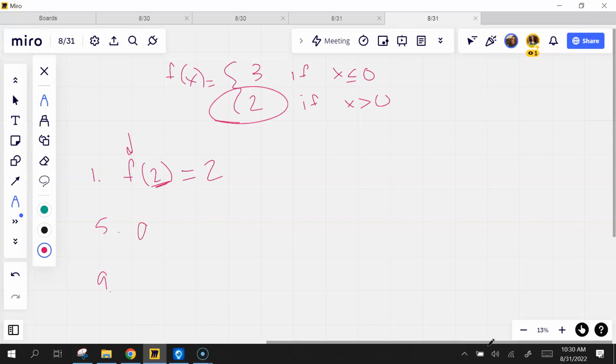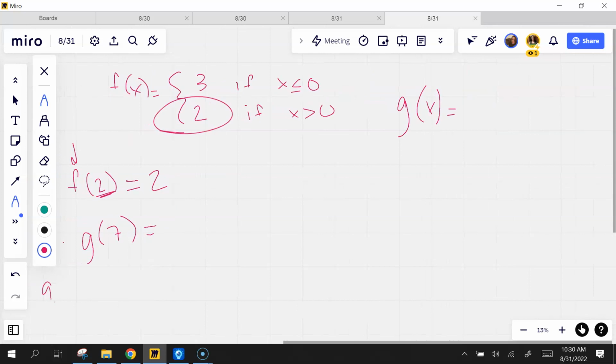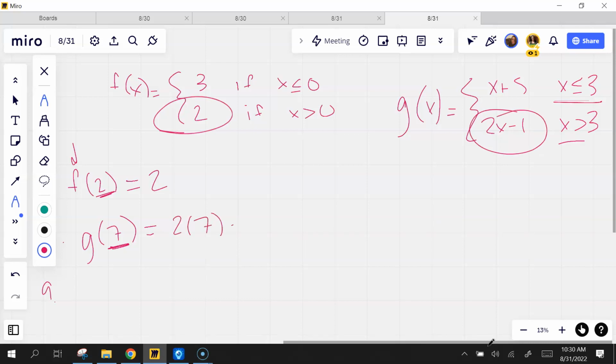The second one says g of 7. So I'm referencing the g equation, and the fifth, yeah, sorry, number 5, which has two equations: x plus 5 if x is less than or equal to 3, and 2x minus 1 if x is greater than 3. So my question is, is 7 smaller than 3 or bigger than 3? Bigger. So this is the equation that I use. So 2 times 7 minus 1, which is 13.